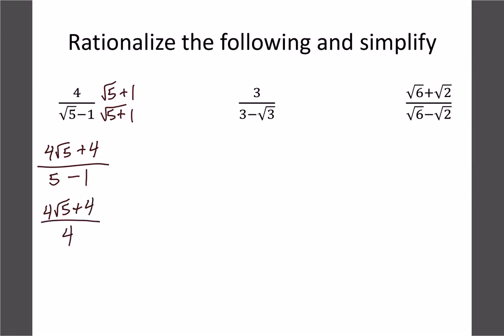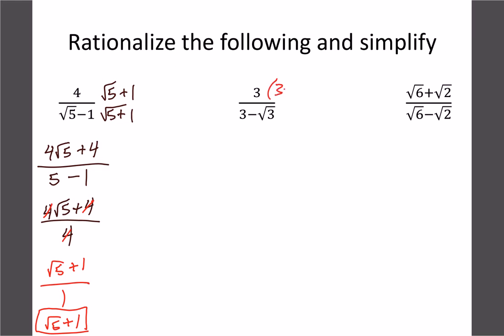So you can see in this case we have 4 root 5 plus 4 all over 4. So once again we can take out a common term. In this case we can take out the 4's. So we just get root 5 plus 1. Don't forget about that 1 over 1, which doesn't need to be there. So we just can write it as root 5 plus 1 would be the simplest answer for that one.